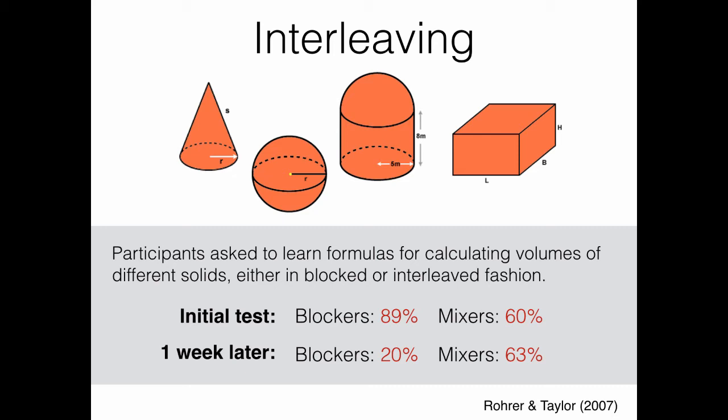However, when the mixers encountered a problem, it wasn't obvious which formula applied to the problem. They really had to think about the nature of the problem and what a given formula accomplishes in order to successfully solve the problem. They had to know how one formula differed from another, what features of it made it unique from the others, and perhaps also which features all of the formulas share in common. Blockers didn't need to do this, so in this way, mixers actually developed a richer representation of each formula, a deeper understanding than the blockers.